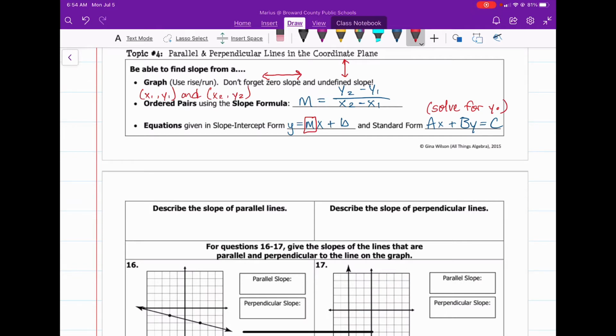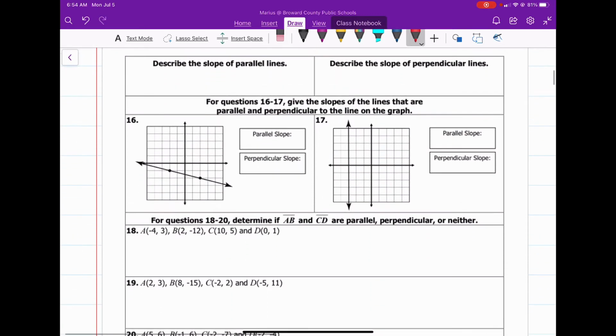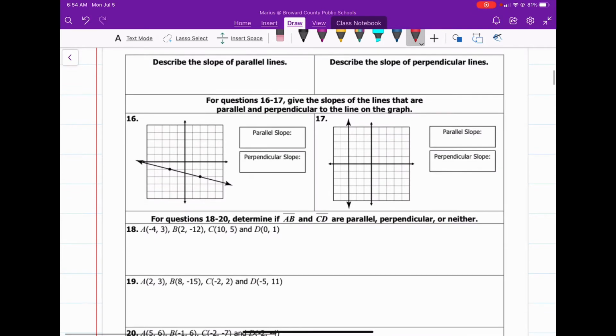All right, let's scroll down a little bit. It says describe the slope of parallel lines. Well, parallel lines have the same slope. Now, what about the slope of perpendicular lines? Those slopes are what we call opposite reciprocals. Now, what are opposite reciprocals?